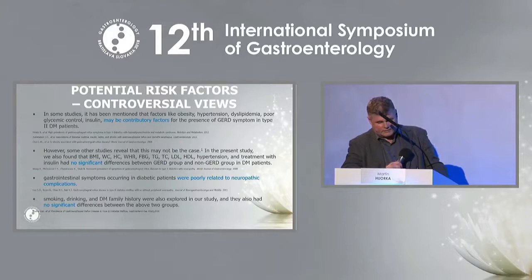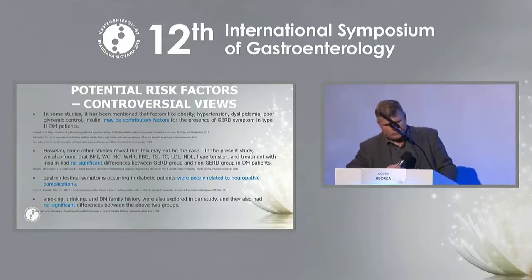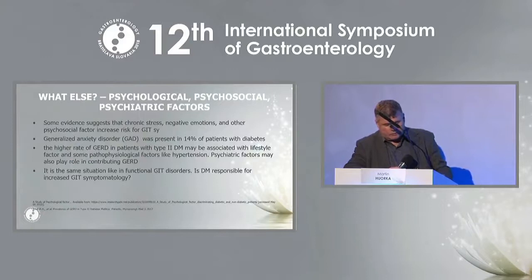What are the potential risk factors? There are some controversial views. Common risk factors like obesity, hypertension, dyslipidemia, and also neuropathy, show that they are not the main player in this problem, and also some living habits like smoking and drinking. And what else? Some studies suggest that psychological, psychosocial, and psychiatric factors are the most important players in this problem. For instance, generalized anxiety disorder was present in approximately 15% of patients with diabetes, and also some lifestyle factors and habits may be connected with this problem.